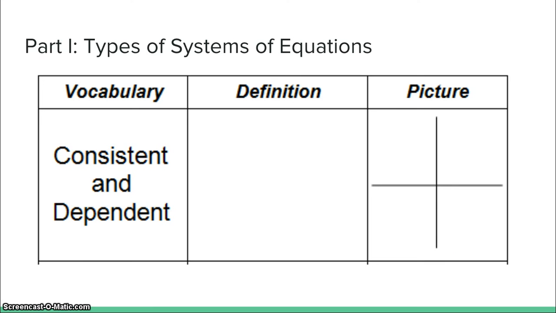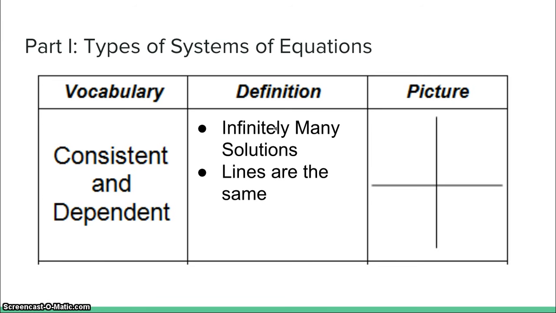Next, we have consistent dependent. Consistent means there is a point between them that is consistent, that makes both of them true. Dependent means that one depends on the other, and so therefore there's infinitely many solutions because ultimately both of the lines are the same here. What would happen here is we basically have two lines that lay right on top of each other, and so therefore when you graph it, you're only going to see one line.